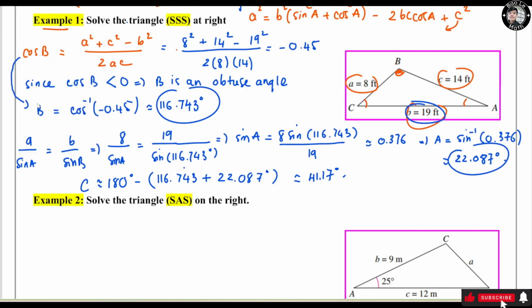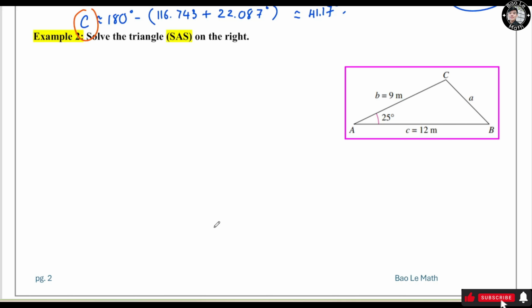Alright, so we have the measure of angle B, we have the measure of angle A, we have the measure of angle C, and we have three side lengths A, B, and C. We're done. Now, example number 2. We're going to solve the triangle at right. So we need to solve for A, we need to solve for angle B, and we need to solve for angle C.